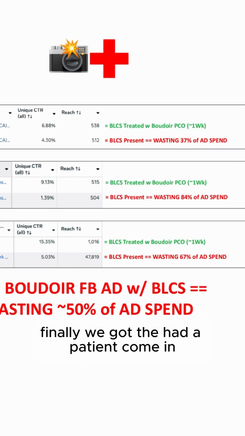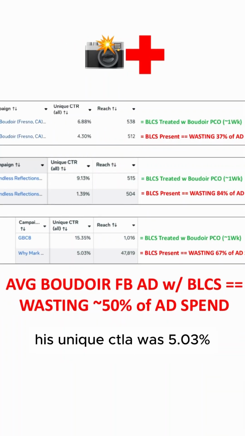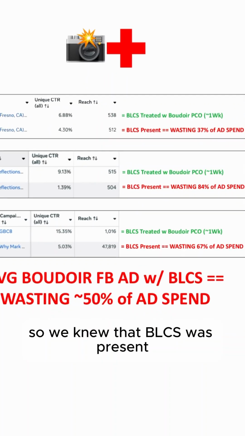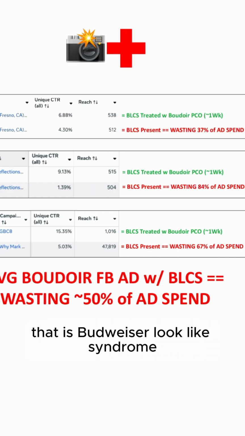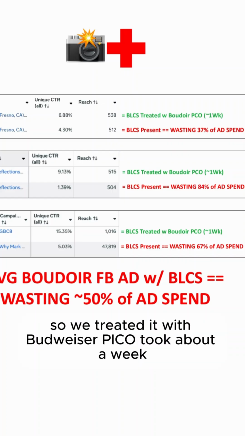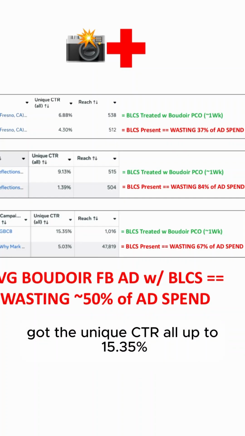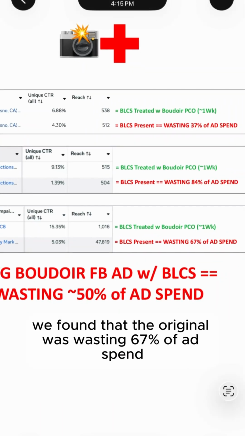Finally, we had a patient come in. His unique CTR was 5.03%, so we knew that BLCS was present. A unique CTR under 6% means BLCS is present, that is Boudoir Low Click Syndrome. So we treated it with Boudoir Pico, took about a week, and got the unique CTR up to 15.35%. So we found that the original was wasting 67% of ad spend.